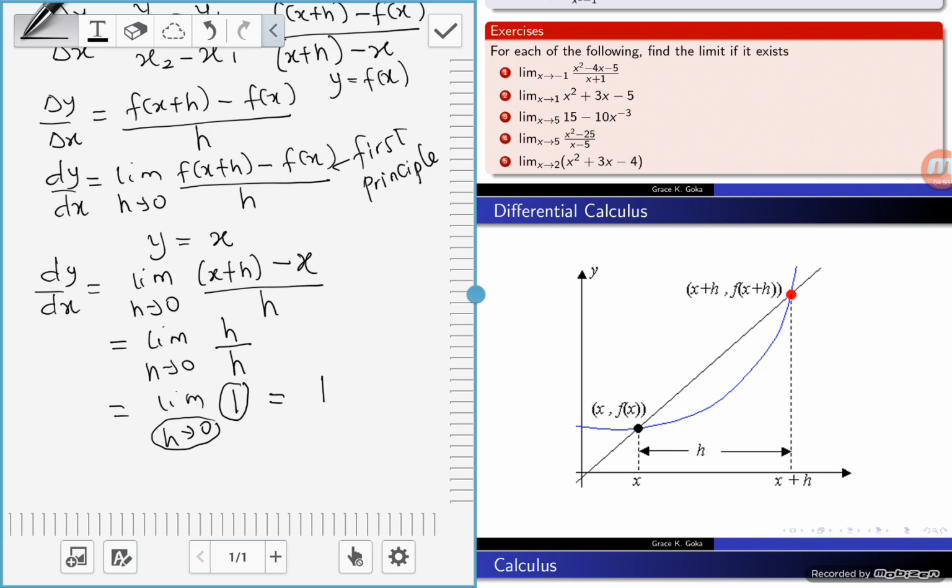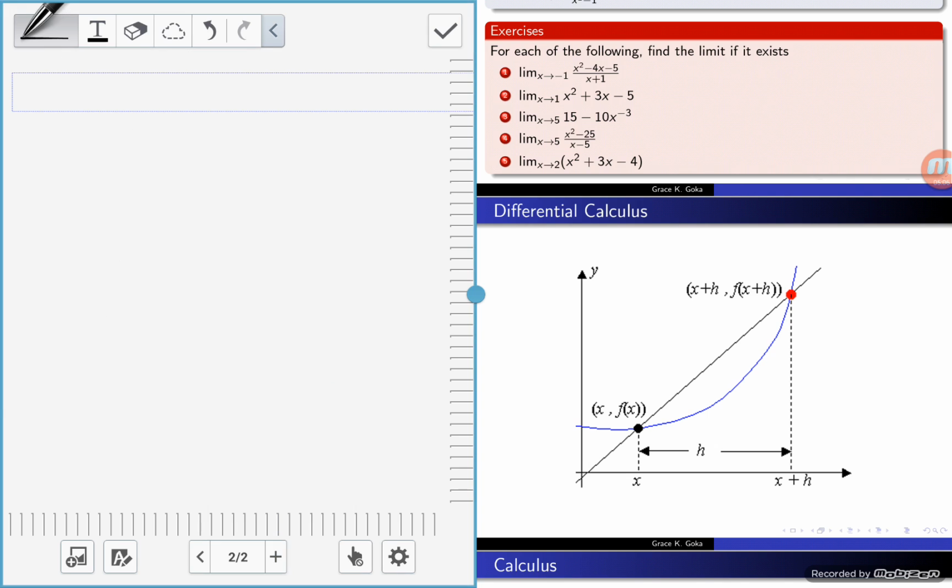And this 1, we know that any number to the power 0 except 0 is equal to what? 1. So we can rewrite 1 as x to the power 0, because x is the variable. If I raise it to the power 0, I'll get back my 1. Okay, now let's see when my y is equal to x squared.